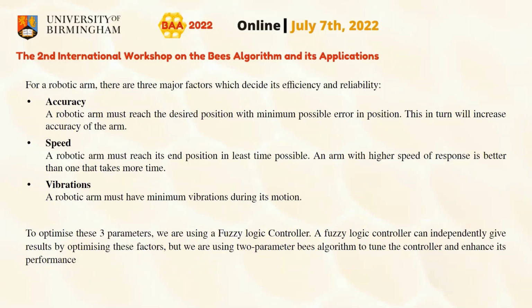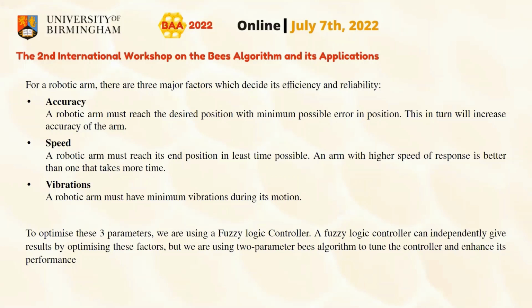So, coming to the factors which decide the efficiency and reliability of a robotic arm. Firstly, the accuracy. The robotic arm must reach the desired position with minimum possible error in position. That means that a robotic arm should reach the position that the controller wants, and it should have minimum error in reaching that desired position. And when this accuracy is high for a robotic arm, only then will it be useful.